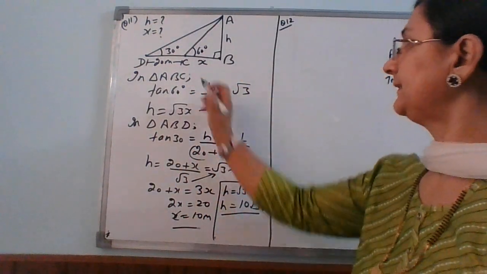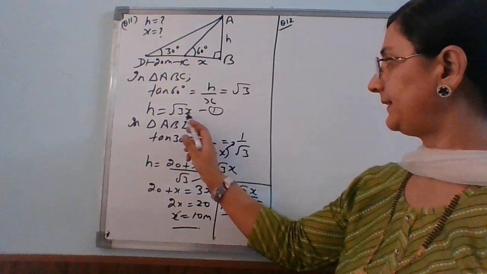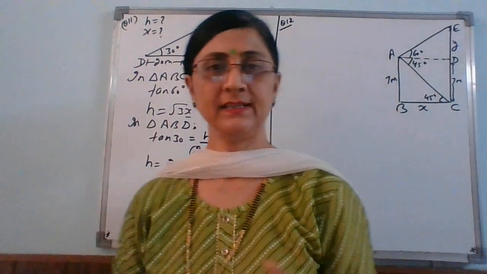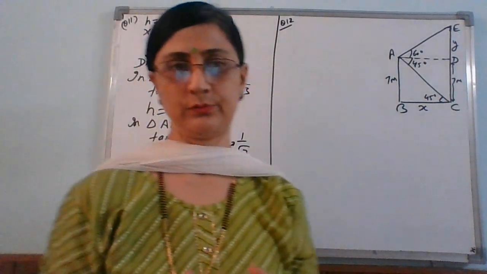x आपका क्या है? ये विड्थ. देन हाइट में डाल दो उस x की वैल्यू 10, यहाँ 10 डाला √3 10, दैट इज 10√3. सो यू हैव गॉट द width also and the height also, right.